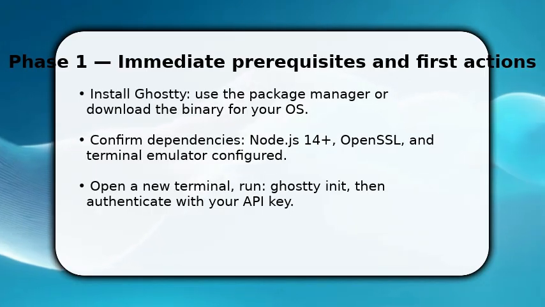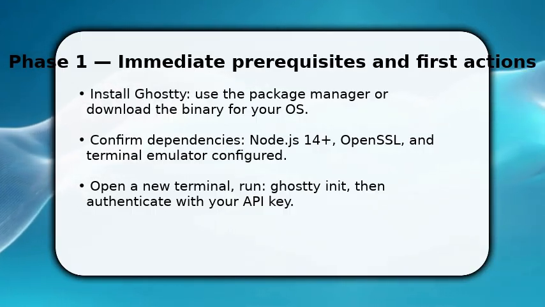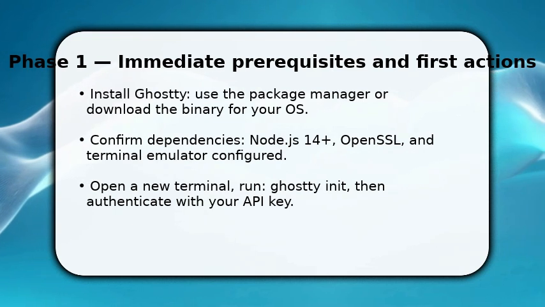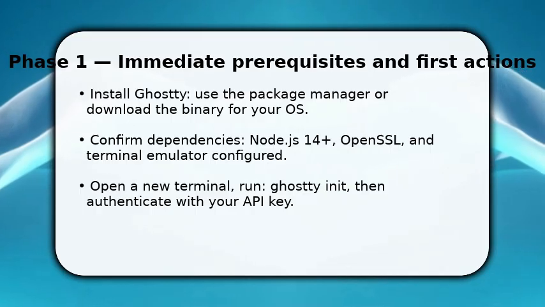Once installed, open a clean terminal window and run Ghostty in it to create a local profile. Enter your API key when prompted. This step sets up credentials and a default config, so later commands work without repeating authentication. Make sure the terminal emulator supports 256 colors. Ghostty uses color for session hints.